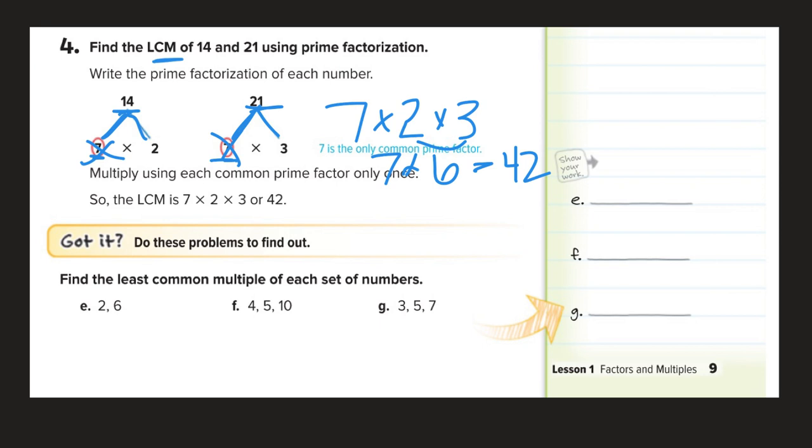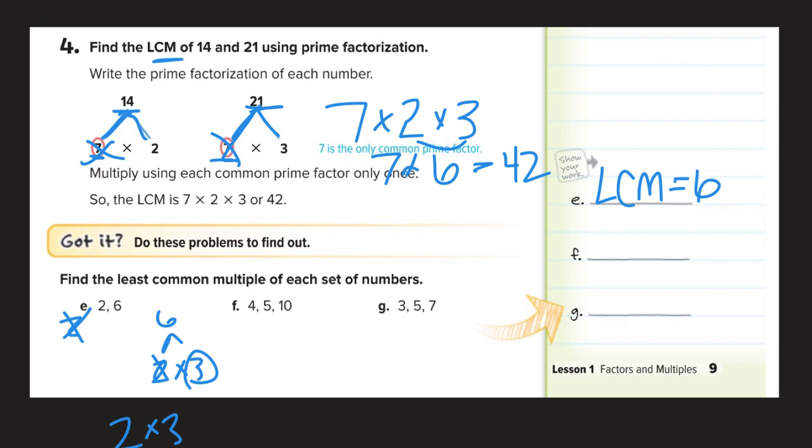Let's take a look over here. Let's do some examples here. So I've got 2 and 6. 2 is prime. 6 is 2 times 3. So I'd look and I'd say, okay, I've got 1, 2. And then I have to write down all the other numbers, which is just 3. So the least common multiple of 2 and 6 is 6.